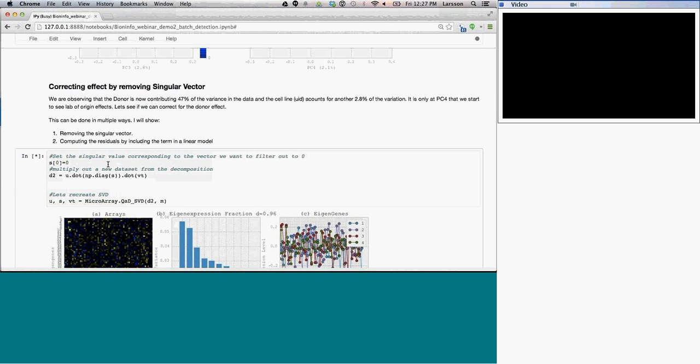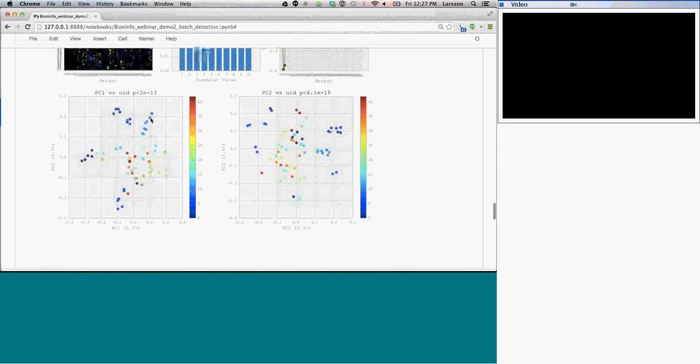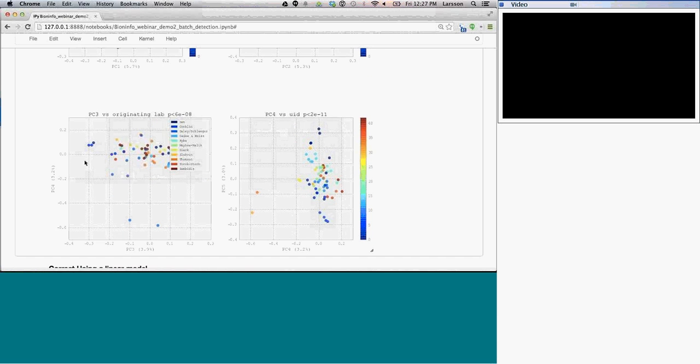Wait for that to execute, and we'll get the same figure. What you'll notice, though, is that there's been a drastic change in the distribution of singular vectors. And if we look at the PC plots, we now see that PC1 is associated with UID, which is the cell line, which is good because we have repeated runs here. The second one is also associated with this. And the third one is now originating lab.